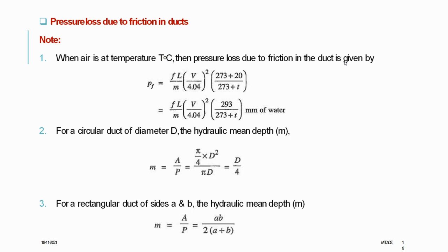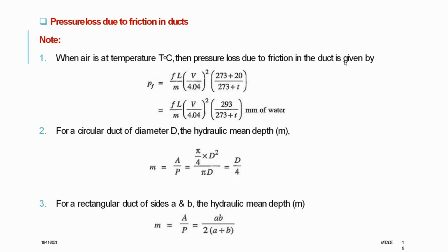When the air is at temperature T degrees Celsius, then the pressure loss due to friction in the duct is given by Pf is equal to f l upon m (V upon 4.04) whole square into (273 plus 20) divided by (273 plus T), where 20 is the temperature given. That is, f l upon m (V upon 4.04) square into 293 upon (273 plus T) mm of water.